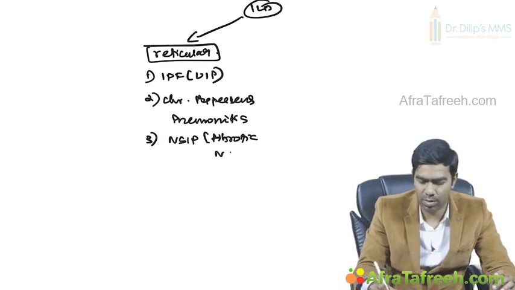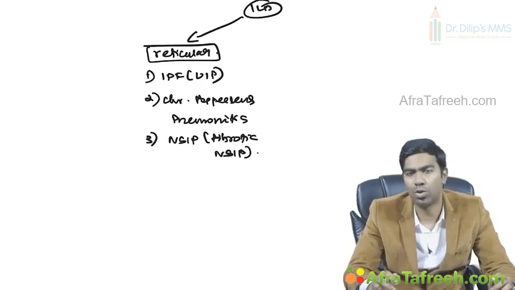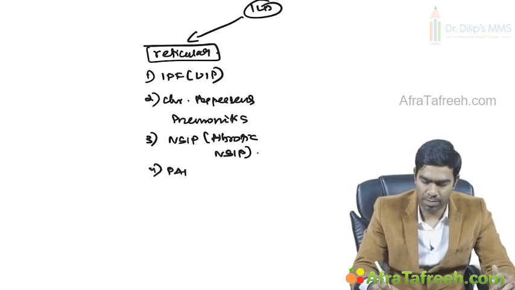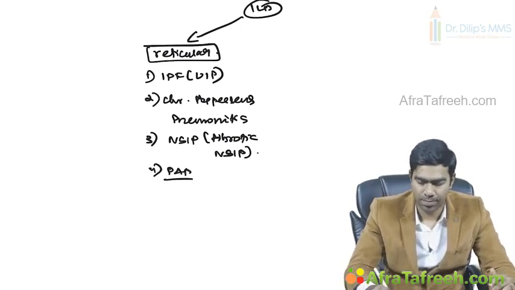I told you, this only will produce architectural distortion, fibrosis. Usual NSIP, typical NSIP, will produce only ground glassing. Number four, PAP, rarely can produce it.